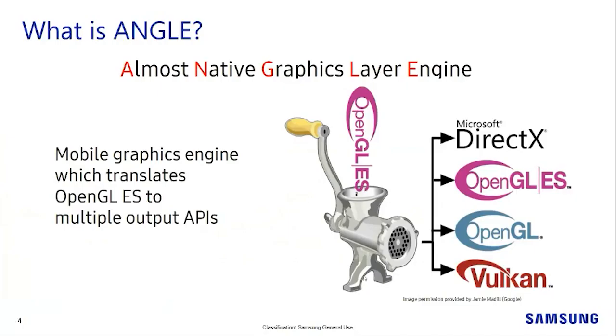So I stole a couple of old Angle slides from Jamie. So what is Angle? Like Elon said before, it's a layer on top of Vulkan, or on top of any kind of API, but in our case, we used Vulkan to do OpenGLES. So OpenGLES goes in, and then you can have any one of these APIs come out, but for us, we just focused on Vulkan.